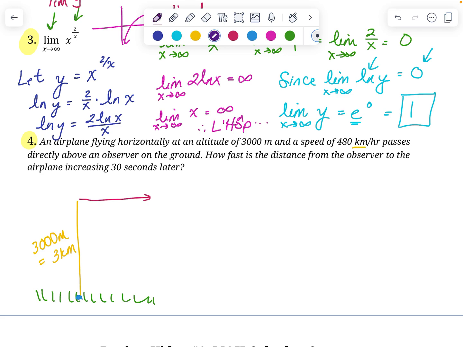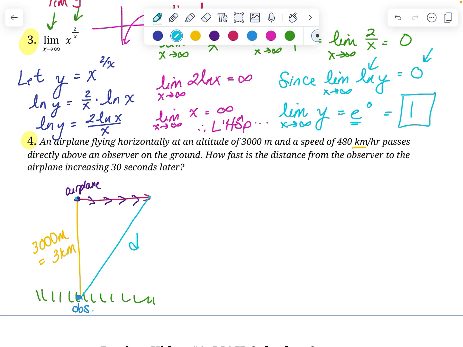And the speed at which the airplane, this is my airplane up here, moves along this trajectory: the airplane has a speed of 480 kilometers an hour and passes above the observer on the ground. How fast is the distance from the observer to the airplane increasing? And 30 seconds later, the airplane's going to be over here instead of directly above the person. So this is the distance that they're talking about.